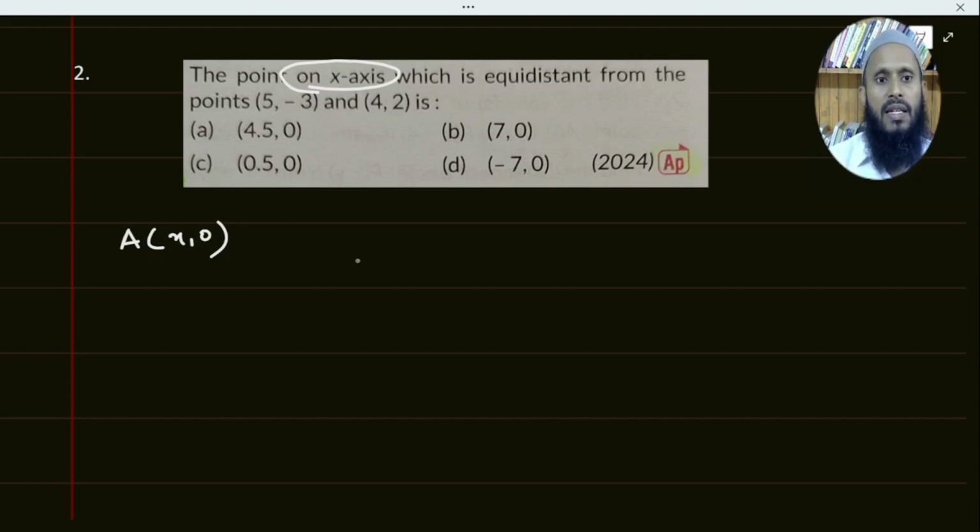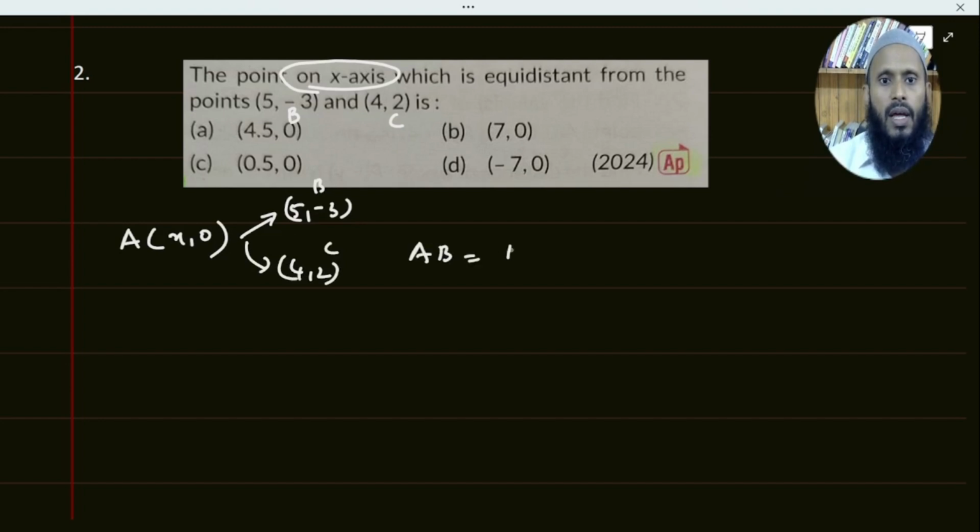So in our case here, we are considering that the point which we need to find out will be of the form A(x, 0). Now they are saying that this point is equidistant from the other two given points. I'll just mark these points as B and C. So the other 2 points are (5, -3), which I take as B, and the next point is (4, 2), which is my C. Now as per the question, AB is equal to AC.